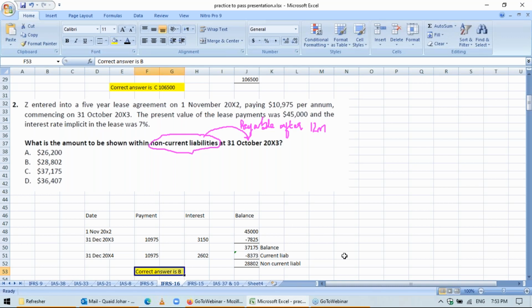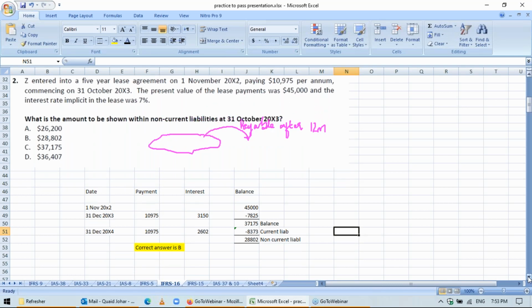28,802. So remember, the lease liability at the end of the reporting period shall be classified properly. Otherwise, your current ratios will go wrong. Your gearing ratio will get incorrect, right? So you need to see what principal amount is payable within 12 months and what after 12 months.